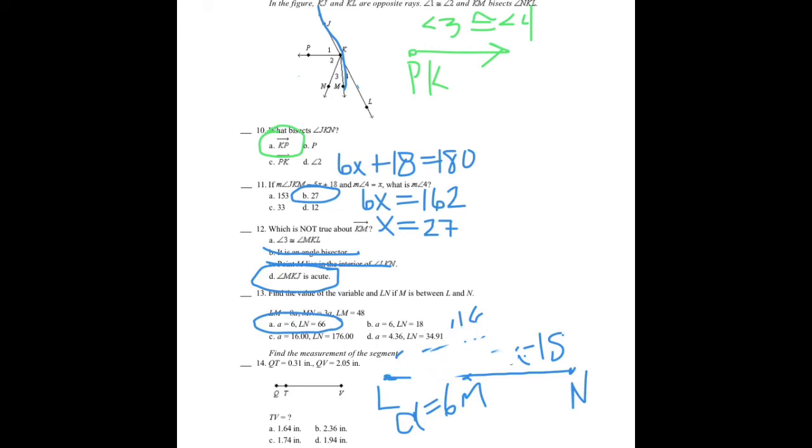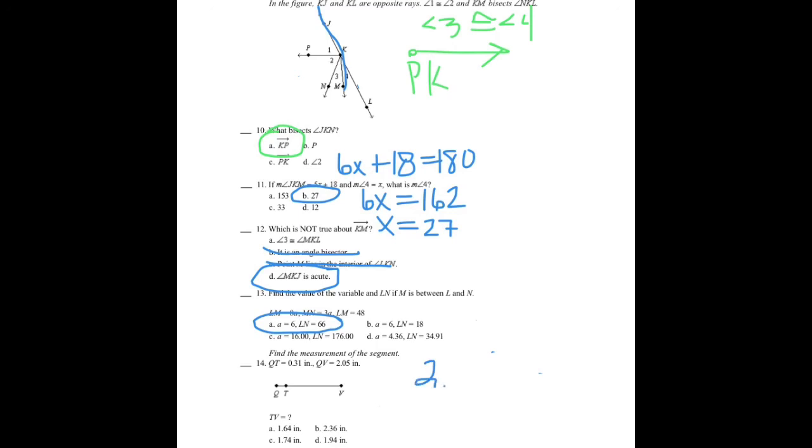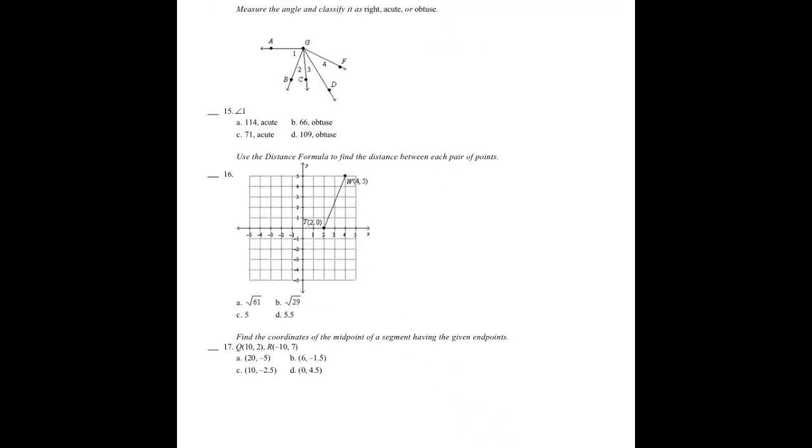Next one, 14, says find the measure of the segments. QT is 0.31. QV is 2.05. We have to find the measure of TV. So you're just going to take the 2.05 minus 0.31. You should get 1.74, which is choice... Last 3 questions.